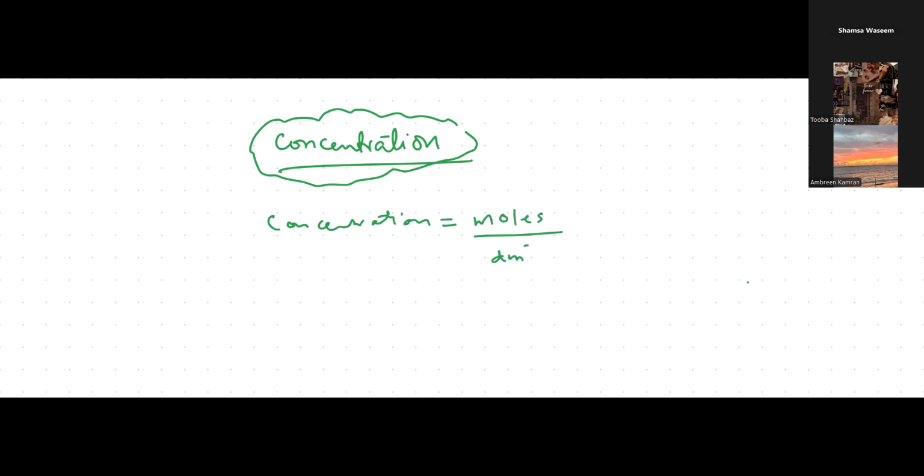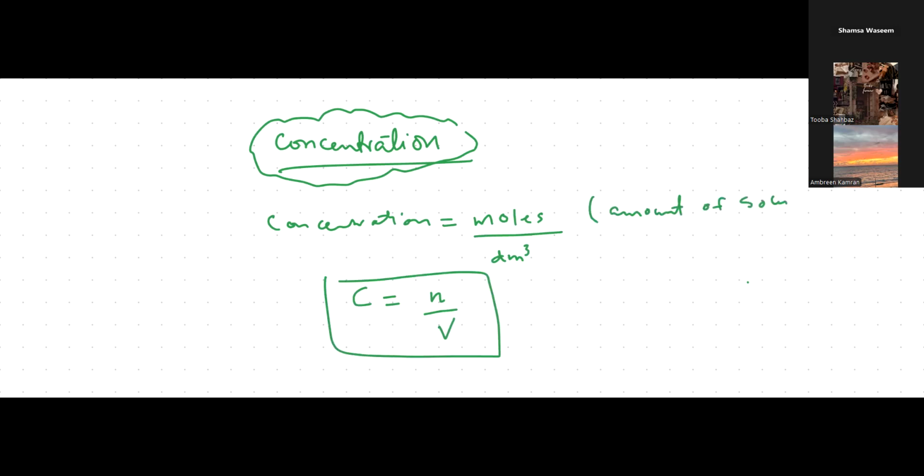So can I write down moles as n? n represents moles, how many moles are dissolved in a particular volume. The volume is going to be V. So I can say that concentration is equal to n upon V. That is, how many moles of solute are dissolved in a particular volume of water or volume of an acid. That's going to be the volume of solvent.